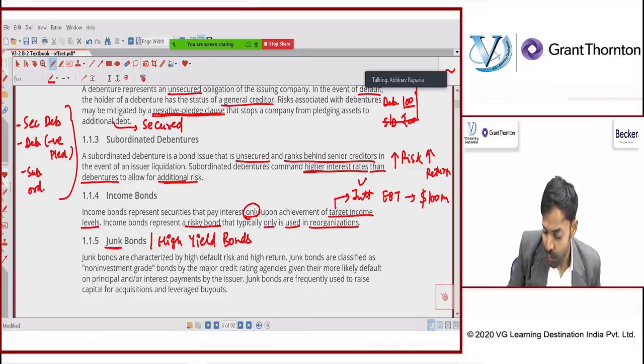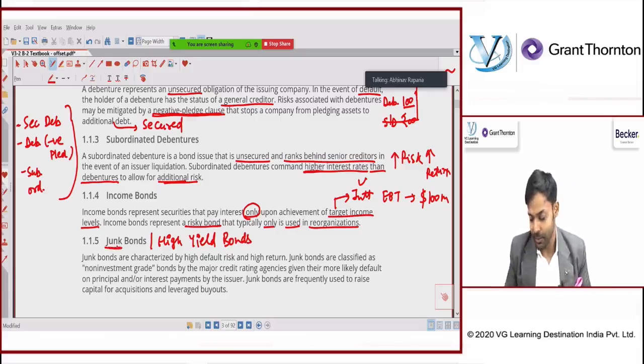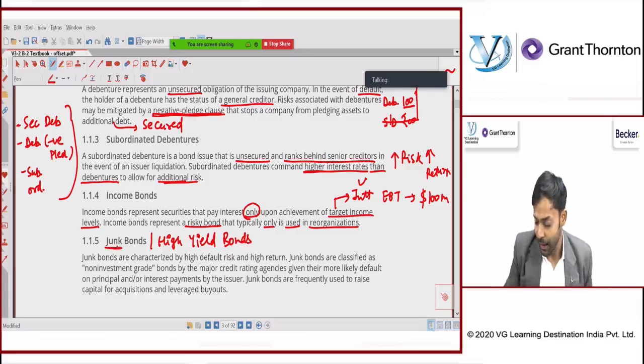So junk bonds, already it says it's complete rubbish bonds, and this is called the high yield. Same logic, high risk. You're taking a lot of risk and you're getting a very high return in that case, right? So this is that kind of bonds, like junk bond.